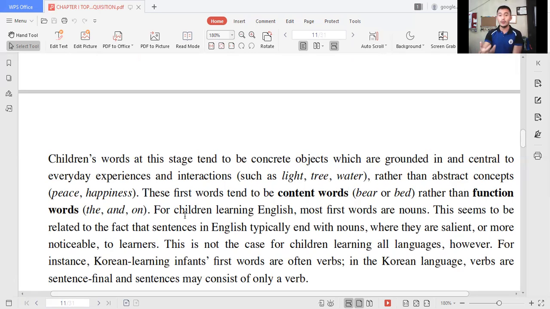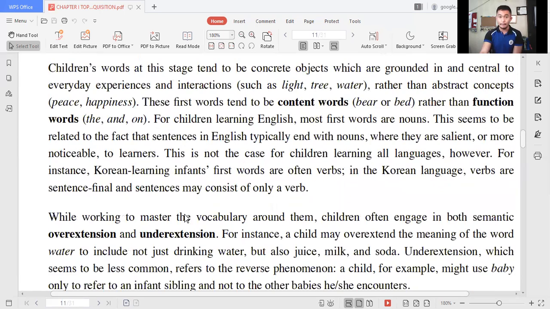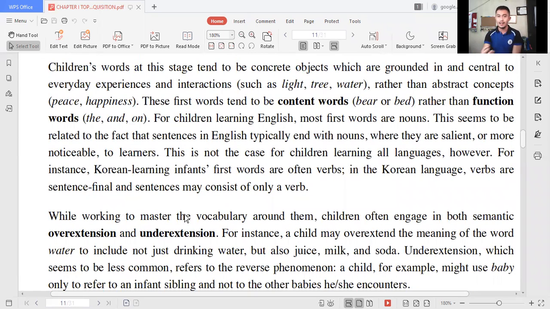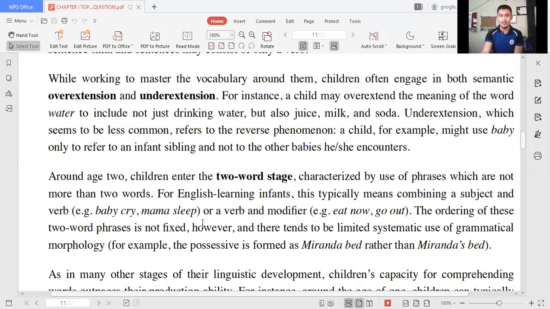Okay, in the Korean language, verbs are sentence final, and sentences may consist of only a verb, because this is contextualized and depends upon culture. This is culture to culture. Because in the Korean language verbs are sentence final and sentences may consist only of a verb, Korean learning infants learn more of the verb first. Okay, so it is very important that you know about this one.